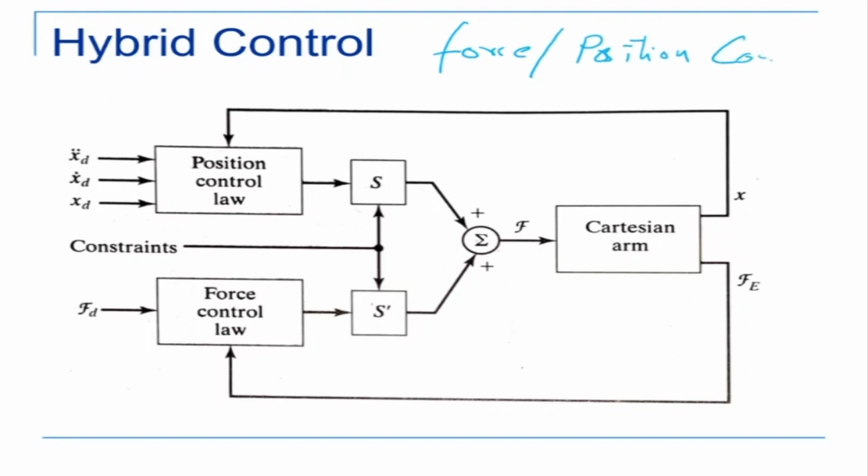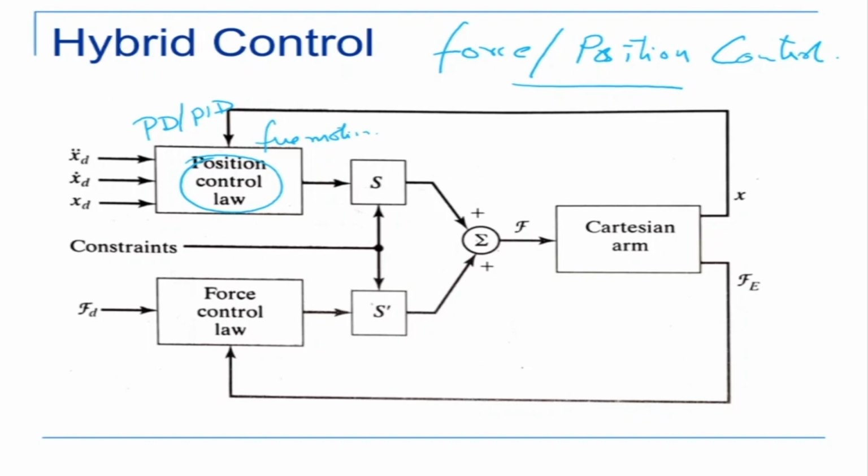Force position control. Now, this means that there is a position controller. So this is my position control law, which can be a PD controller or a PID controller. This is in free motion, or when the fingertip or the robot end effector is free to move.